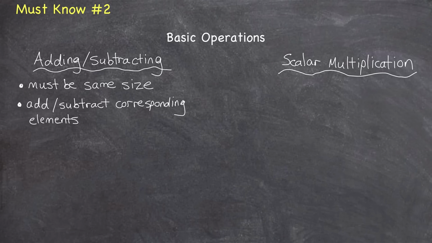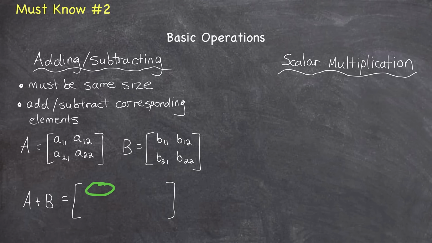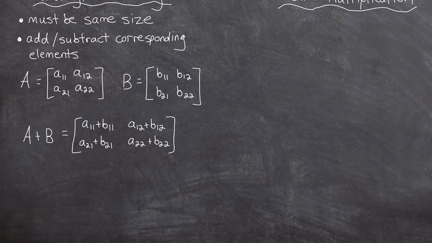To get the element that goes in row 1, column 1, I would just add the elements from matrix A and matrix B that are in row 1, column 1. So I would do A11 plus B11. And to get the element that goes in row 1, column 2, I would add these 2 corresponding elements, and the same pattern for the elements that are in row 2. So let's do a quick example of this.